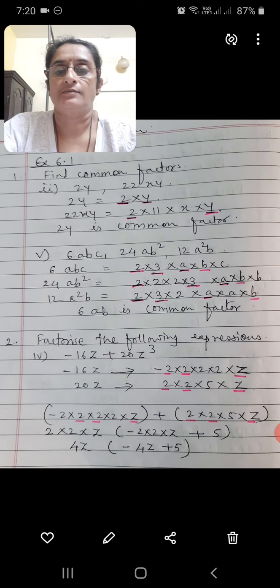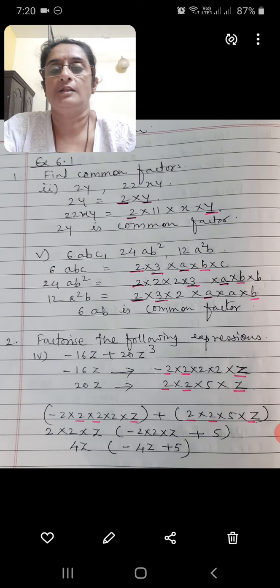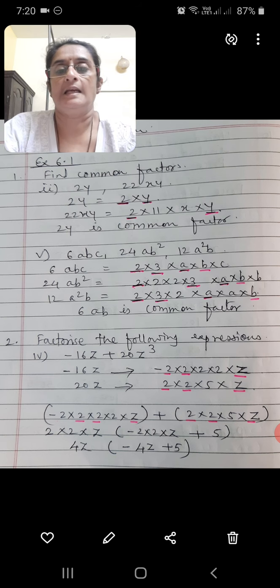Now let us find out the common factors of these. 2 is there in all three, so let us take 2. 3 is also there in all three, so take 3. a is repeated and b also is repeated. So 2 into 3 into a into b gives you 6ab as the common factor.